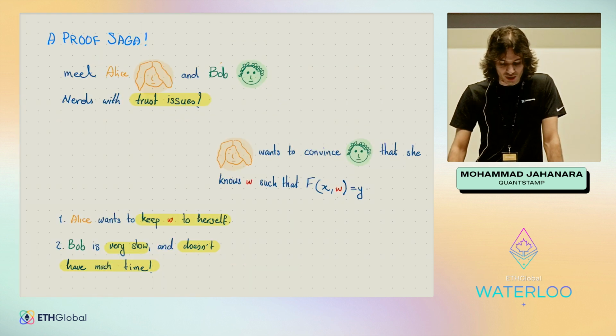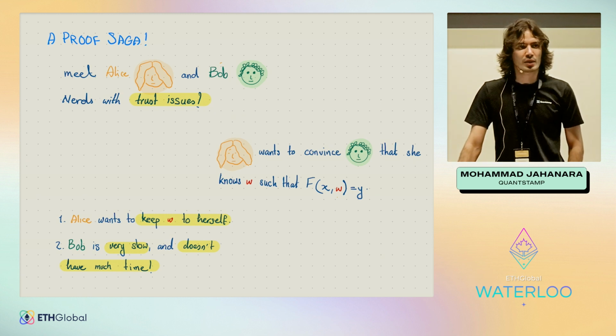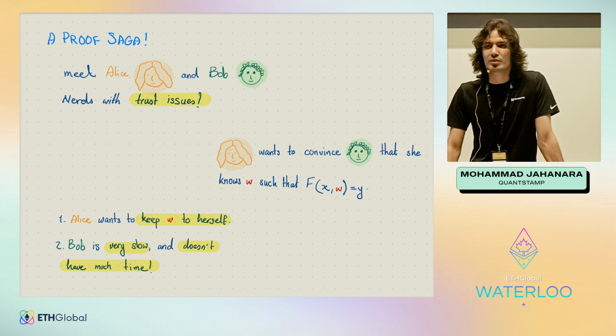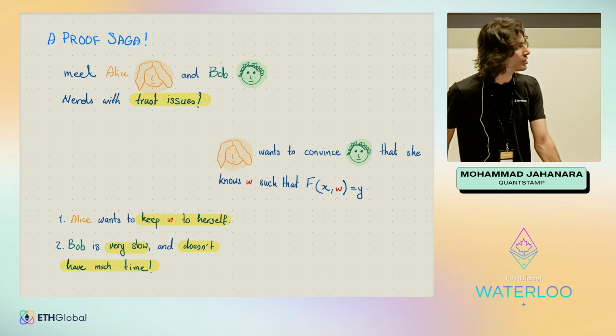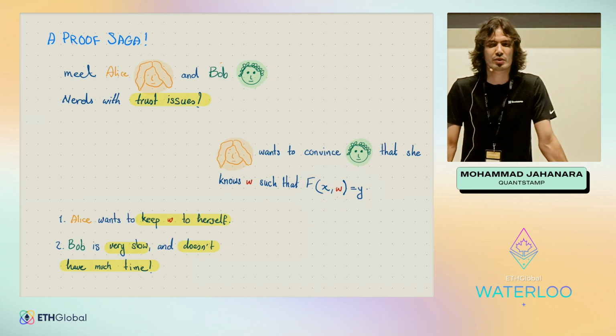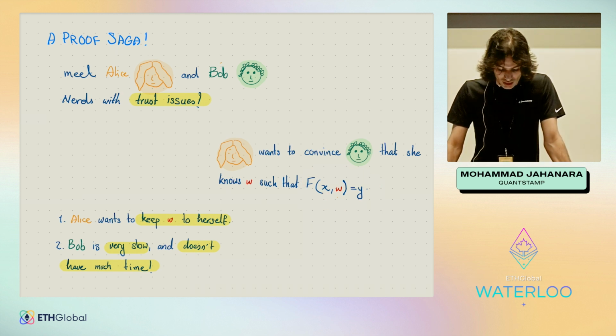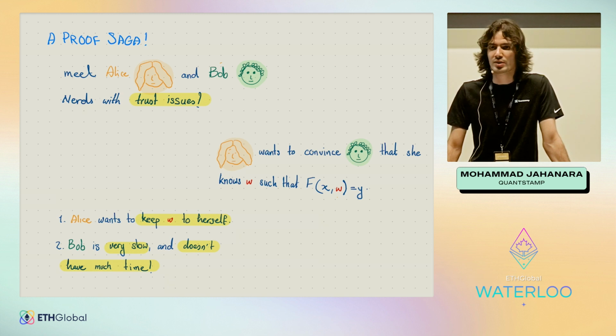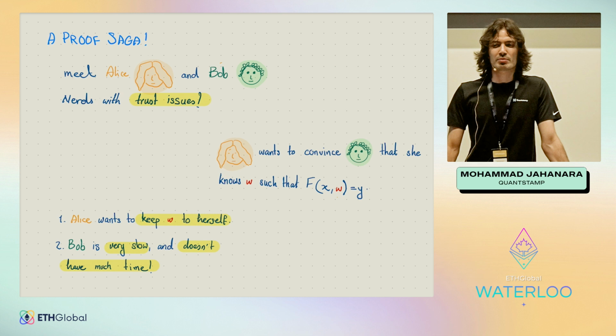Let's start by reminding you what this zero-knowledge business is about. So meet Alice and Bob. Alice and Bob are two nerds with trust issues. Alice wants to convince Bob that she knows some w, we call it the witness most of the time, such that the function f of x and w is equal to some y. Okay, so x, y, f, all of them are public, everybody knows them, but w is hidden. And we want to do two things. Alice wants to make sure w is kept secret, and Bob doesn't have much time. He's a bit dumb and slow, and we have to make the verification as easy as possible.